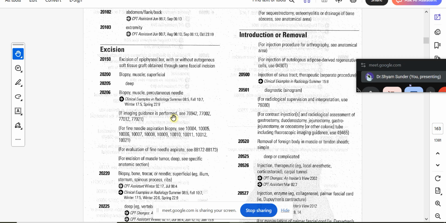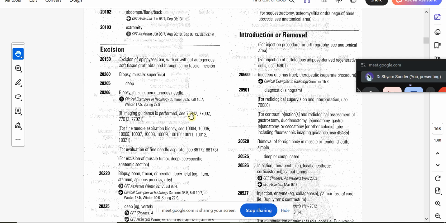But again, when imaging guidance is used, what do you call that procedure? It is closed. Open is open, that is a totally separate category. If you don't use imaging, you have to give only this code 20206. But if imaging guidance is used, 20206 plus you have to use another code from the 70,000 series for imaging guidance.